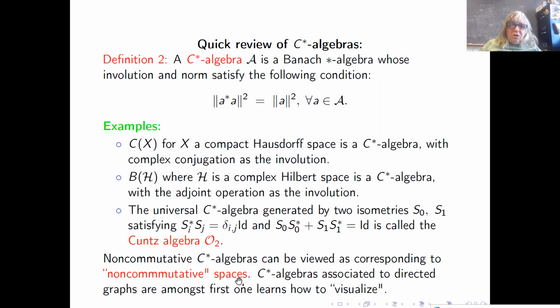And so, non-commutative C-star algebras: this is commutative, C(X), but if H has dimension greater than or equal to 2, B(H) is non-commutative, and of course O2 is non-commutative.